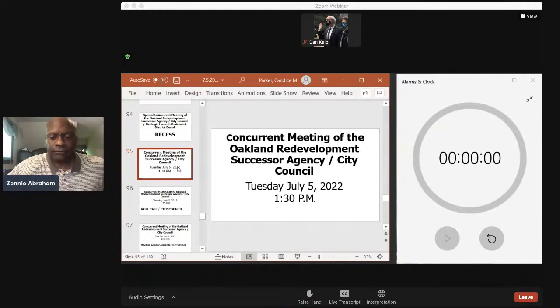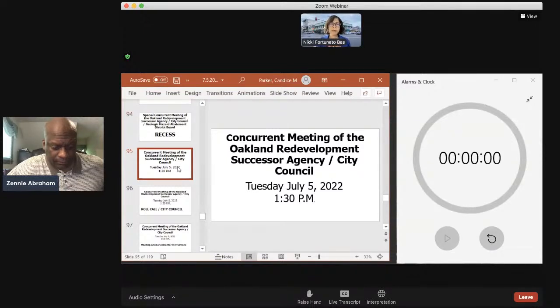Good afternoon and welcome to the concurrent meeting of the Oakland Redevelopment Successor Agency and City Council of Tuesday, July 5th. We will begin this meeting with a roll call. Councilmember Fife. Present. Councilmember Gallo. Present. Councilmember Cobb. Here. Vice Mayor Kaplan. Here. Councilmember Reed. Here. Councilmember Taylor. Here. Pro Tem Tao. Present. President Bas. Present. Showing 8 members present at this time.